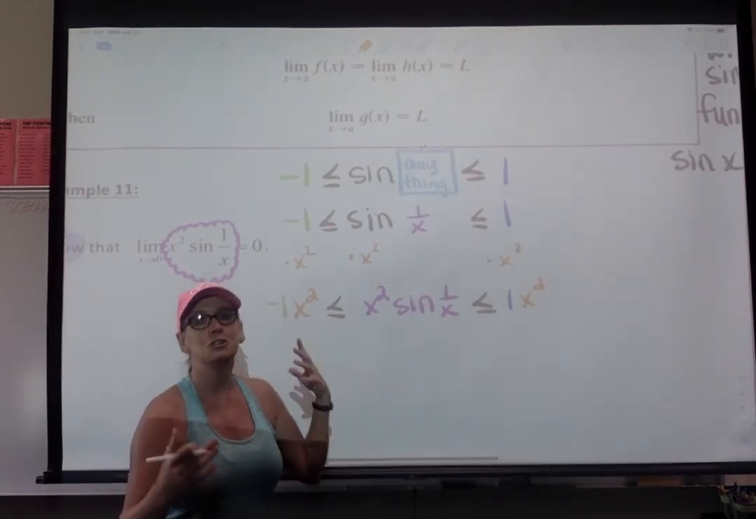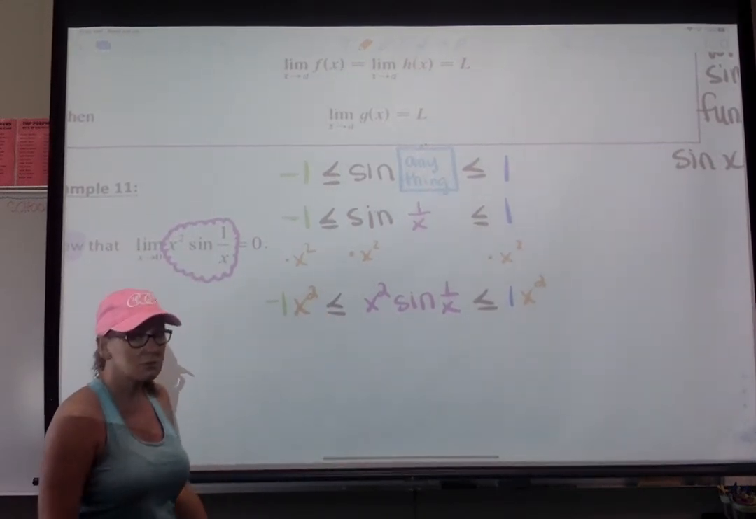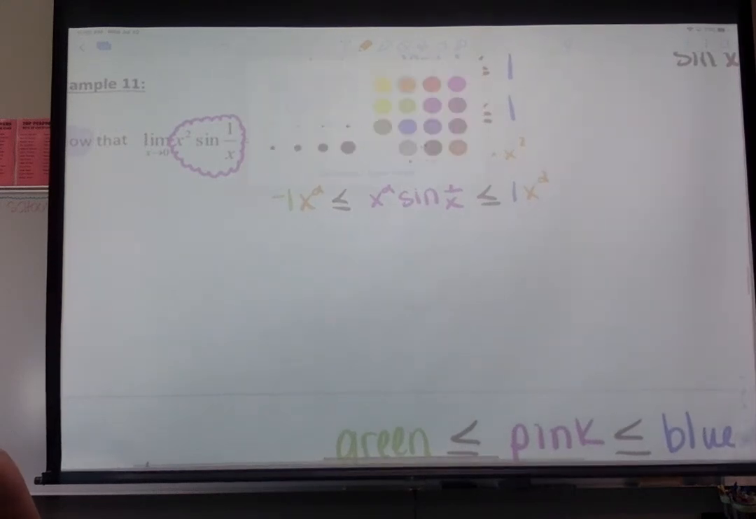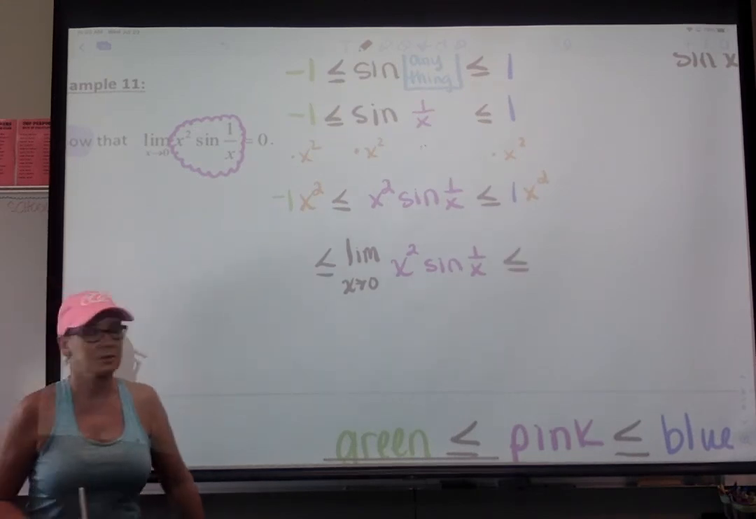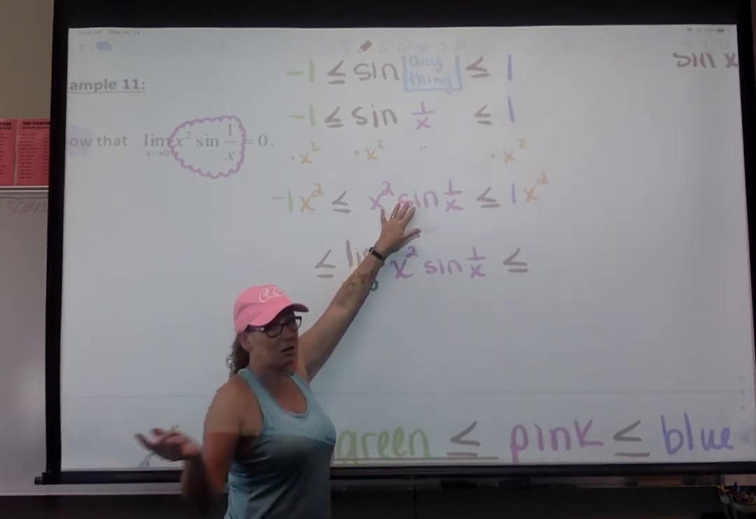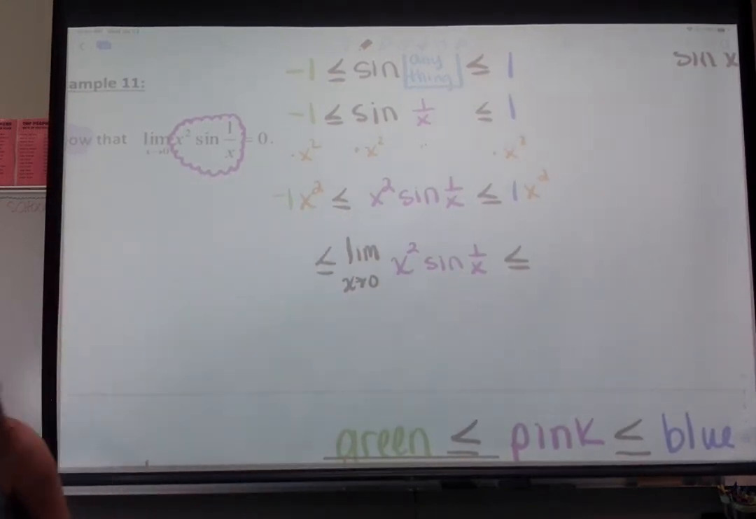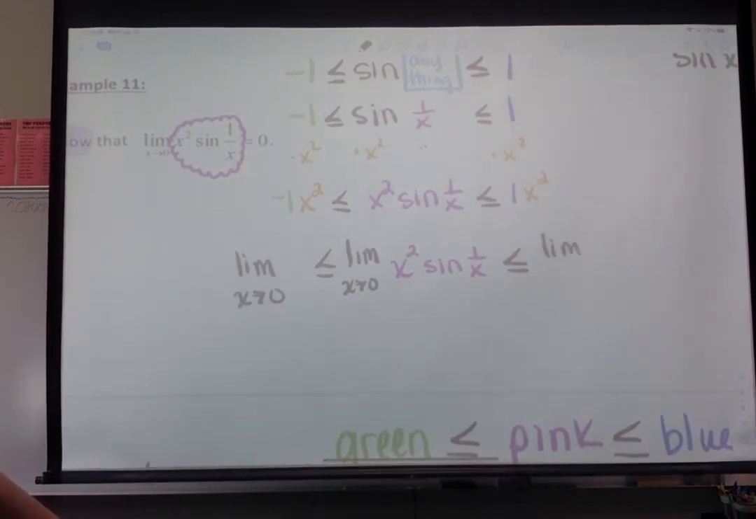Well, that's great, but I still need to do a limit on it. So you need to do a limit on this pink function. Let's do the limit as x approaches 0 of my pink function. But guess what? If I do a limit on the middle piece, you have to do a limit on all three pieces. So I have to do a limit on this side, and I have to do a limit on this side.